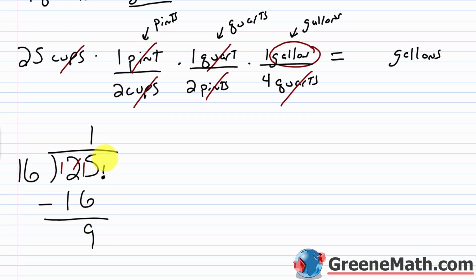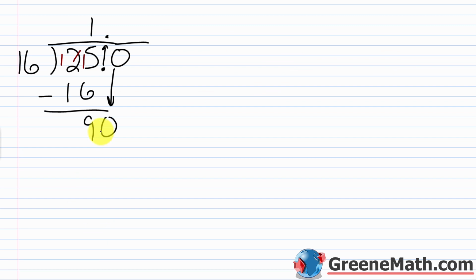Put my decimal point here and bring it up into the answer. Let's put a 0 here and bring it down. How many times will 16 go into 90? Well, 5 times 16 is 80. That's as close as we can get, so let's put a 5 here. Again, 5 times 16 is 80. If we subtract, we get 10.